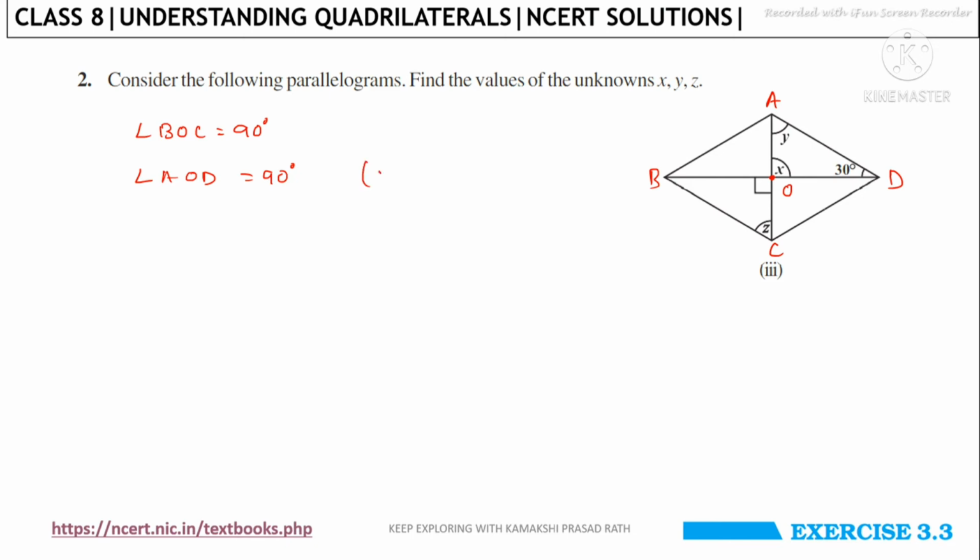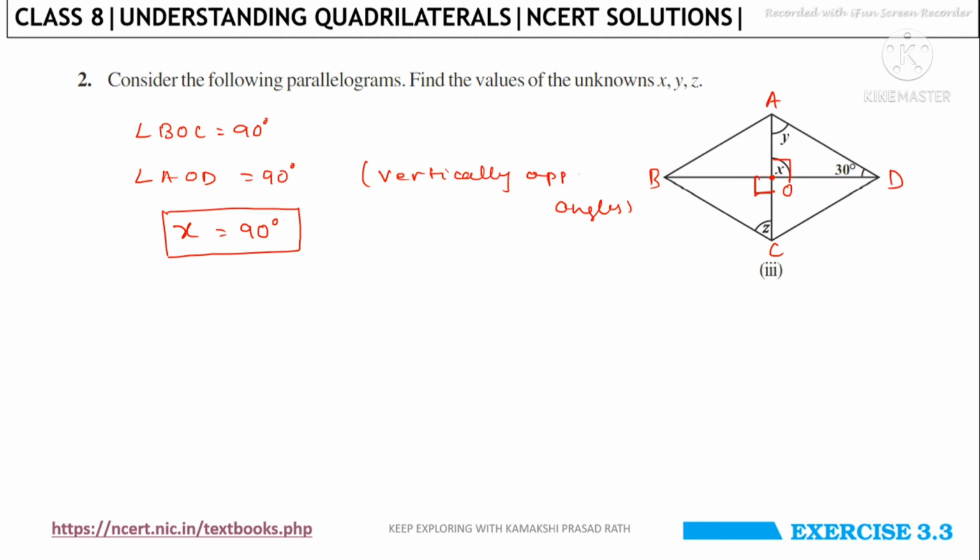That is because we have vertically opposite angles. You can see here, vertically opposite angles: if this is 90, this is also 90. So AOD is nothing but X. So X is 90 degrees. So that's the first solution.